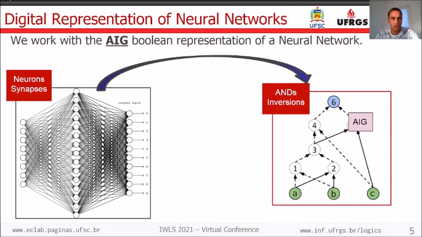For example, we have transformation of a neural network composed of neurons and synapses to an AIG composed of ANDs and inversions. With this abstraction, there is no distinction from its original characteristics, such as its weights or even if the AIG actually is a neural network or any other machine learning model.